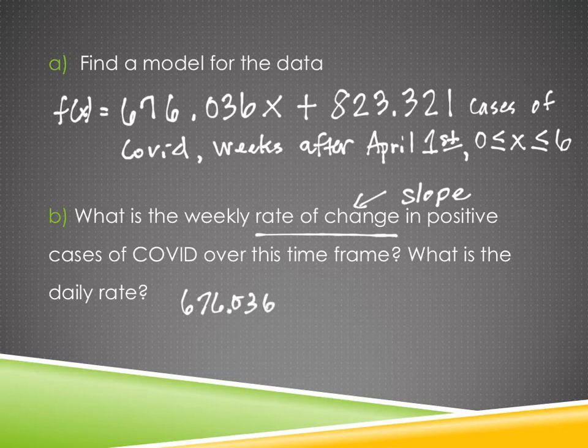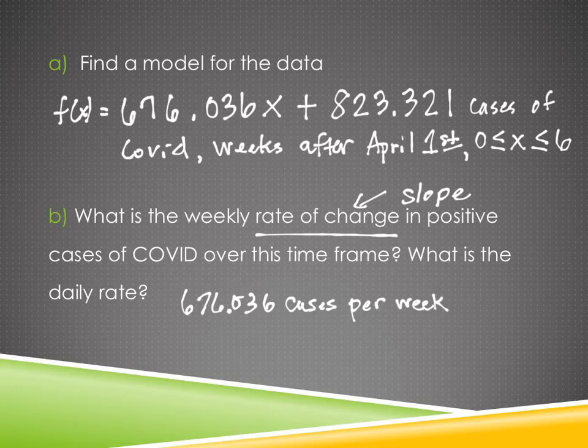676.036. And this would be cases per week, because my output is cases and my input is weeks. That's the weekly rate. 676 cases per week. What do you think you might have to do to find the daily rate? Divide by 7, because there's 7 days in a week, right?